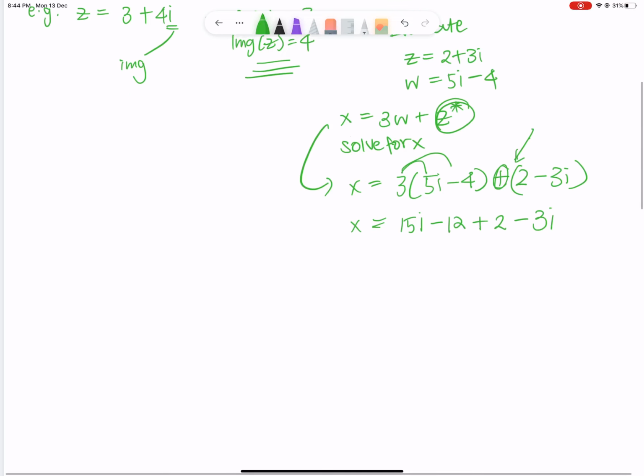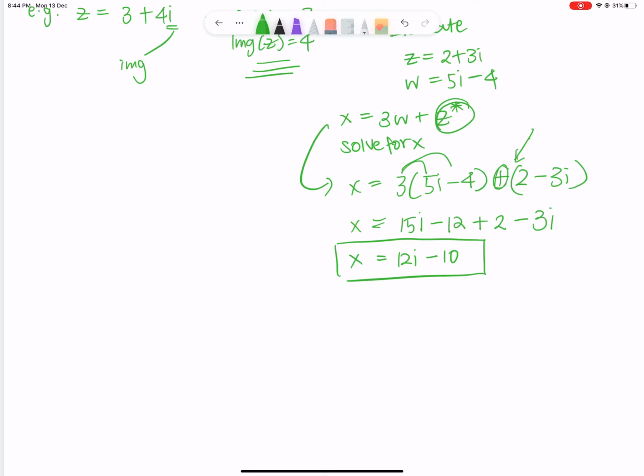Now you just want to group all like terms. So you would have 12i minus 10, and that would be your final equation for x.